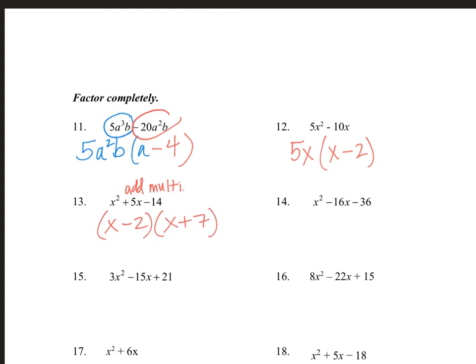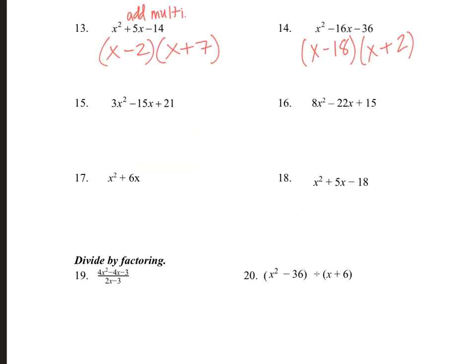So again, we need to think of numbers that when multiplied give us negative 36, and when added, give us negative 16. So in this case, the bigger factor is going to need to be negative. So if I have negative 18 and positive 2, when I multiply them, I get negative 36, and when I add them, I get negative 16.